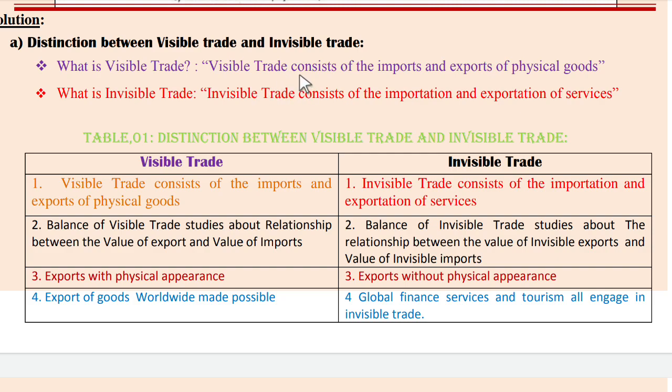Okay, and next, what is invisible trade? Very important. Invisible trade consists of the importation and exportation of services. It means importation and exportation of intangible items. Intangible items means items which we cannot touch, known as invisible trade. Okay friends, I hope that you are clear.